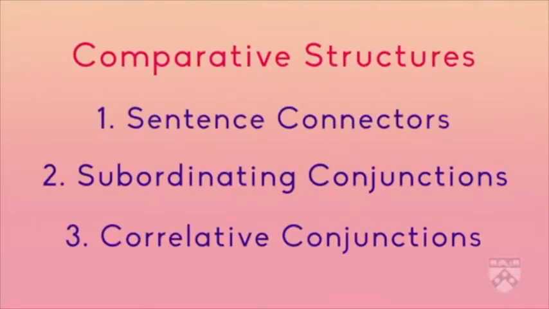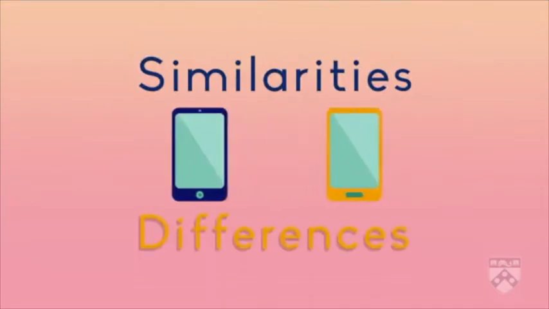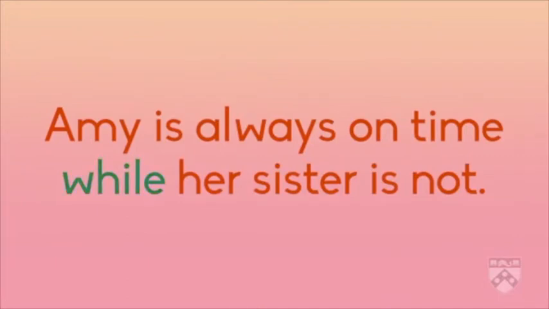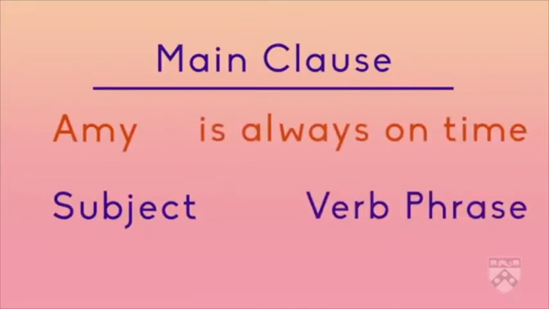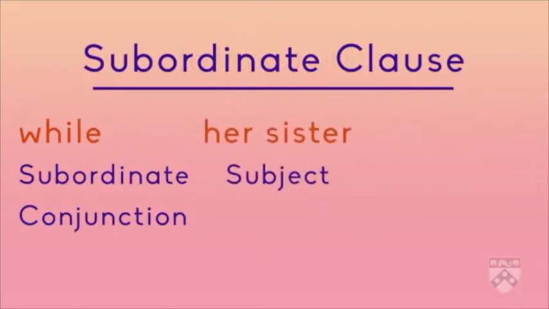Another comparative structure is subordinating conjunctions, which we can also use to discuss the similarities and differences between two things. For example, Amy is always on time while her sister is not. When a subordinating conjunction joins two clauses, it creates a main clause, Amy is always on time, and a subordinate clause, while her sister is not.